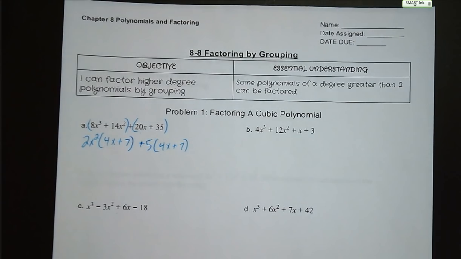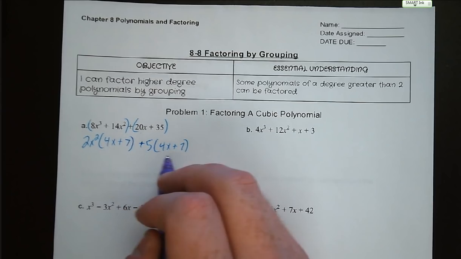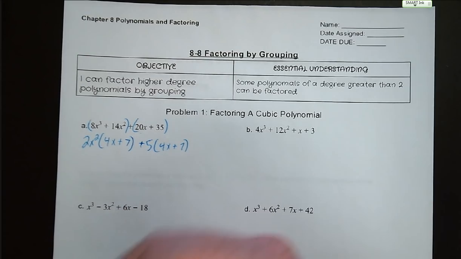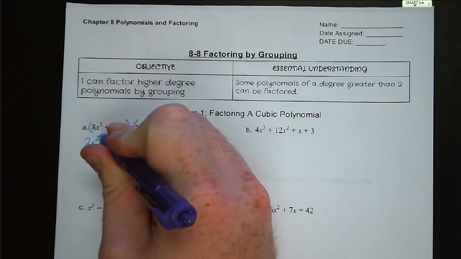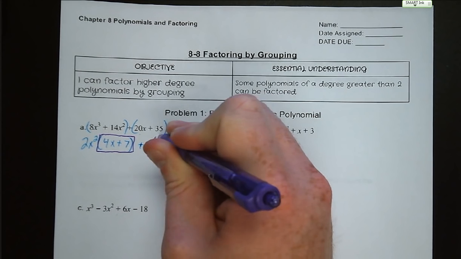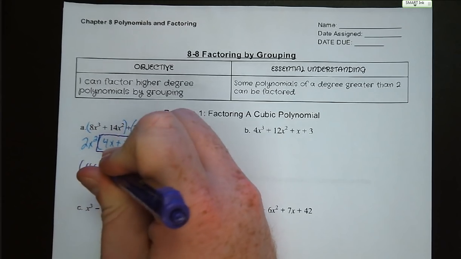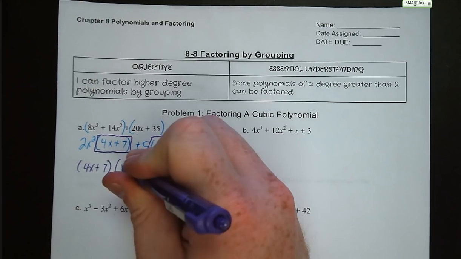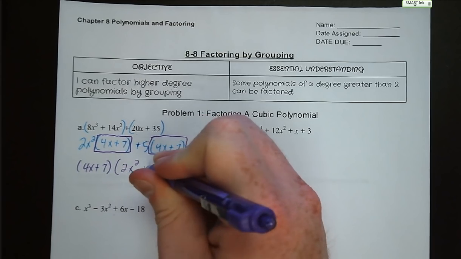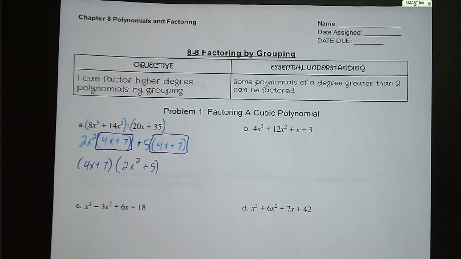So this is where factoring by grouping can be useful. Now I have this as one term and this is another term. Do I have anything that is common in both terms? I do. It's this 4x plus 7 piece. This whole thing can be factored out. So if I bring that to the outside, I have 4x plus 7. What remains in my parentheses? I have 2x squared, and I have a plus 5. And that is how we factor a cubic by grouping.